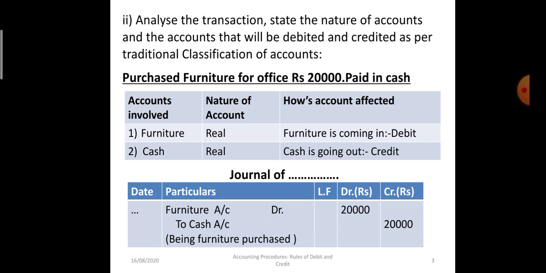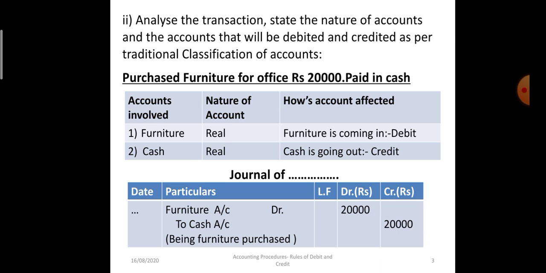Furniture account debit. See the way it is written, furniture account, then after leaving some space Dr is written. In the debit column 20,000 rupees. We don't have any information regarding LF, so it's left blank. Then the account cash which is credited is written, To Cash Account, 20,000 rupees in the credit column. Just below that we are writing narration. Narration is compulsory. Okay, so here we are writing being furniture purchased. You can write in detail being furniture purchased in cash.